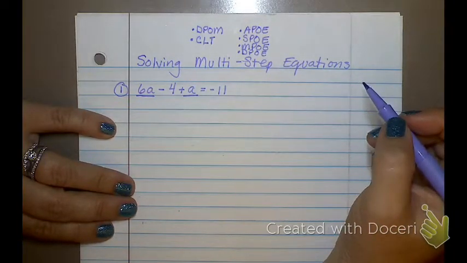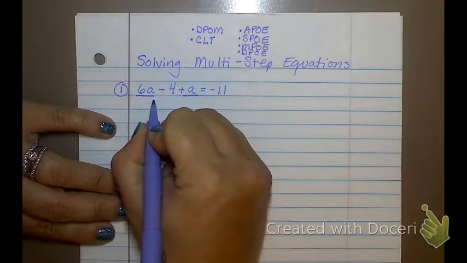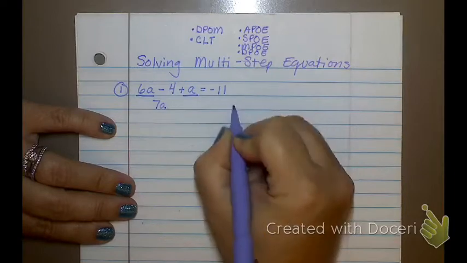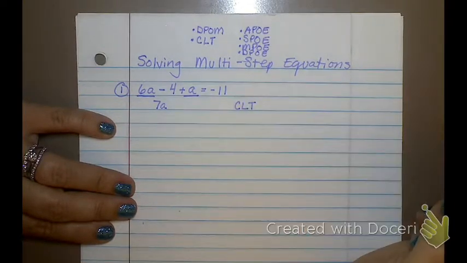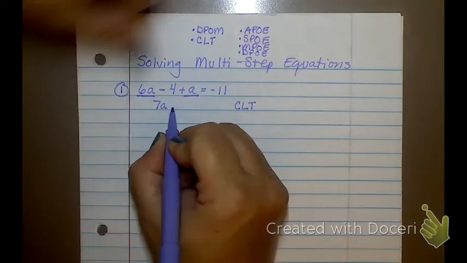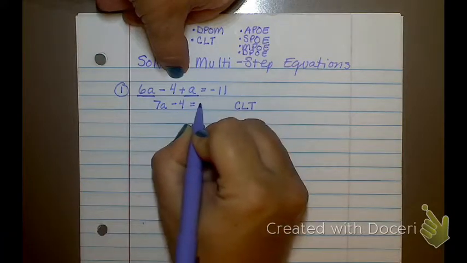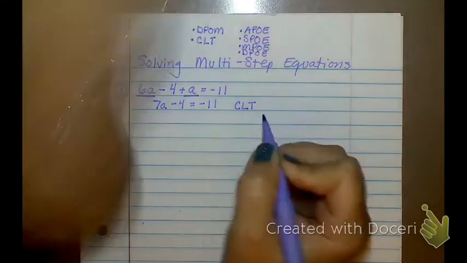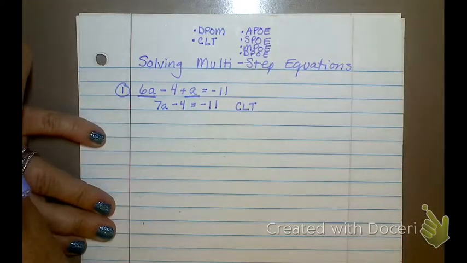I'm not moving things to other sides. So 6A plus A gives me what? 7A. I just combined like terms. Yes? What else is on the left side of the equal sign? Minus 4. And then I have equals negative 11. Once I combined those like terms, I have an equation that would have been on last night's homework, right? So what is my next step?